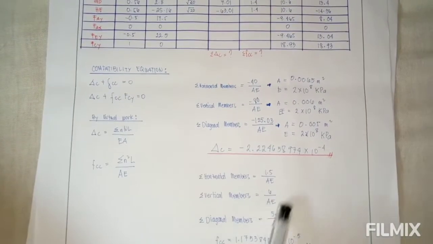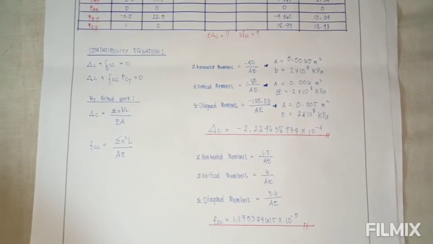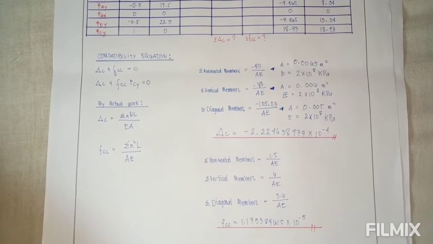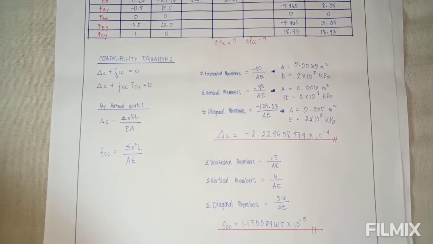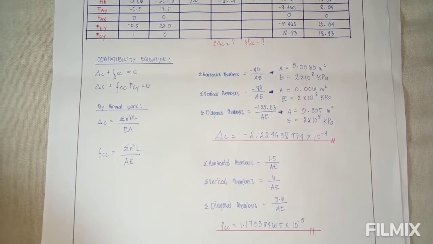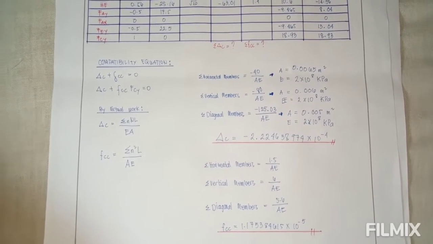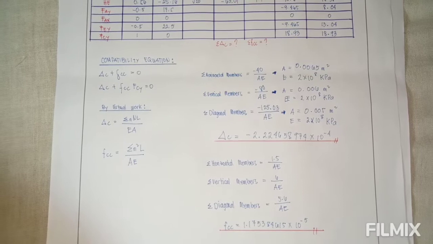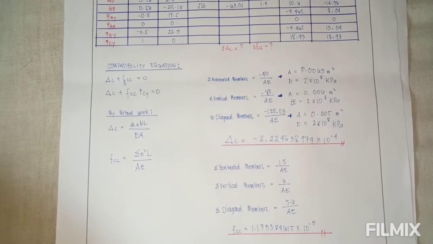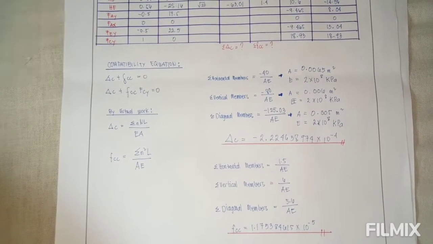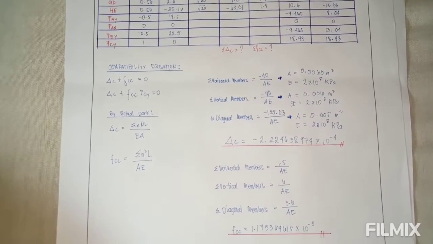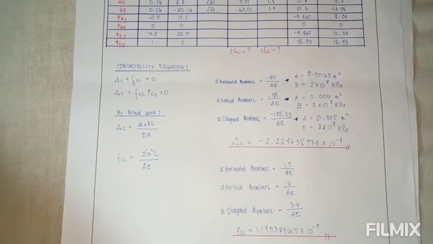And this other summation is for the 4cc. We have the summation of horizontal members equal to 1.5 over AE, the summation of vertical members equal to 6 over AE, and the diagonal members equal to 5.6 over AE, and we obtain the value of 4cc as 1.175384615 times 10 to the power of negative 5 by the virtual work method.